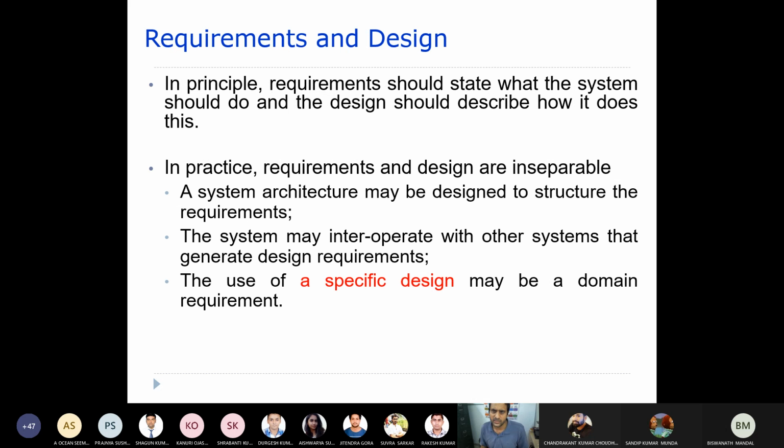Now there are requirements and design. Whenever we are talking about requirements and design, they go hand in hand. They are very close to each other and are not inseparable. Whenever you are talking about any requirement, it should state exactly what the system should do.